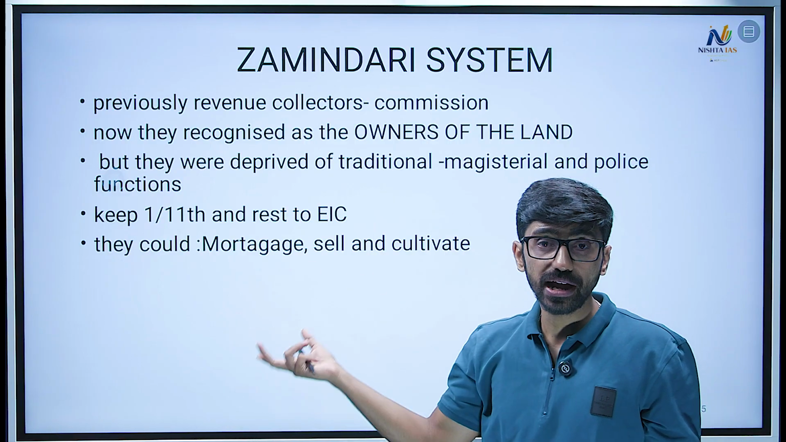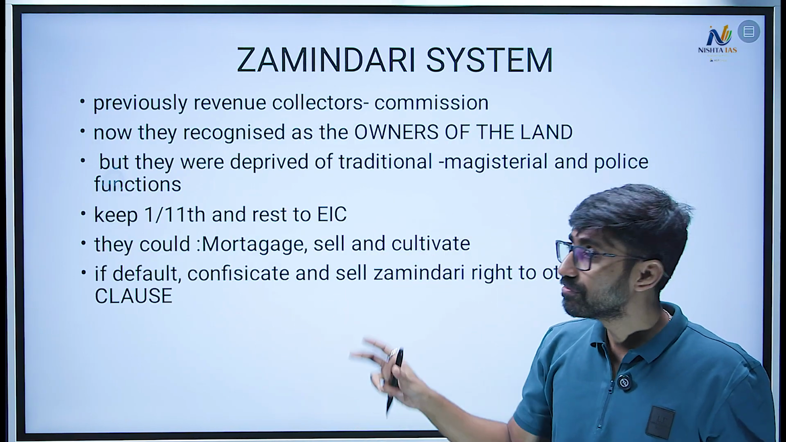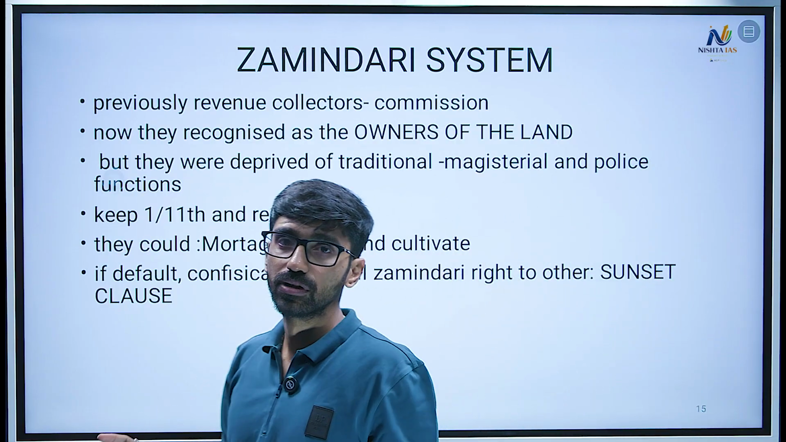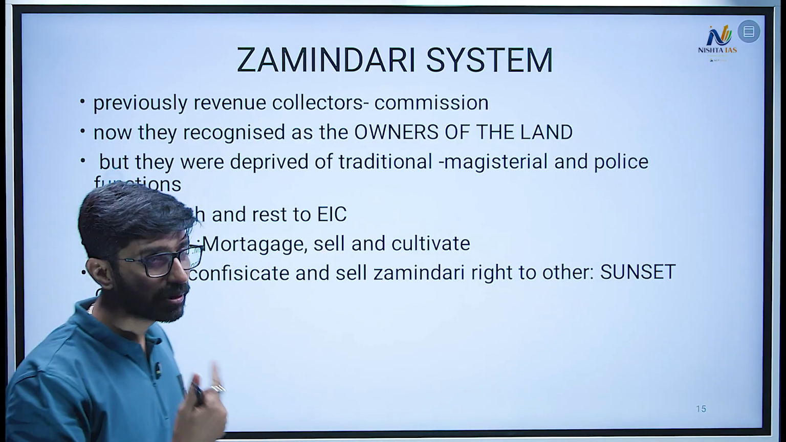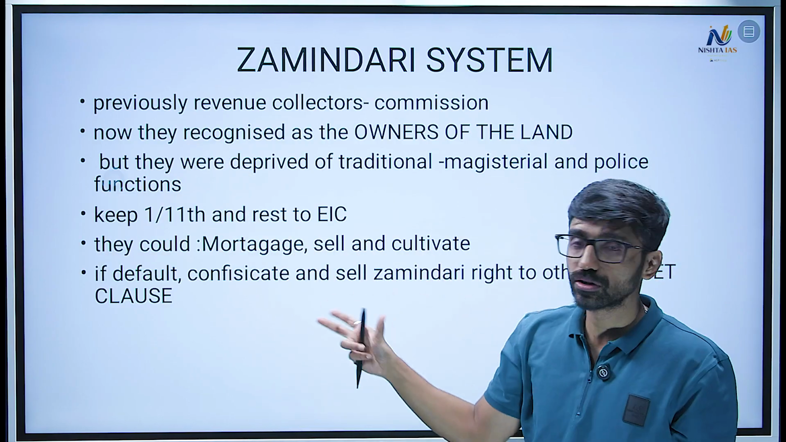Now they are the owners of the land. They could mortgage, sell the land. They can collect the revenue. They can cultivate it. But if they default, if they did not pay that revenue, what will happen? Their zamindari right will be taken away. Their zamindari right will be auctioned to another zamindar. And that is called a sunset clause.